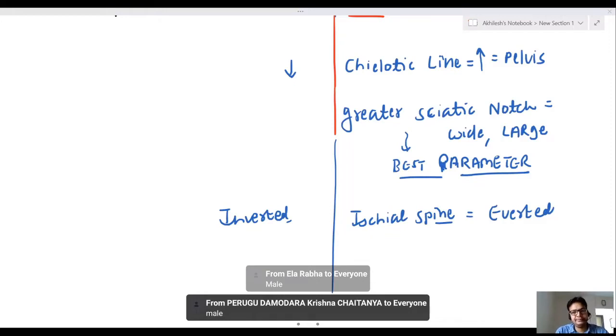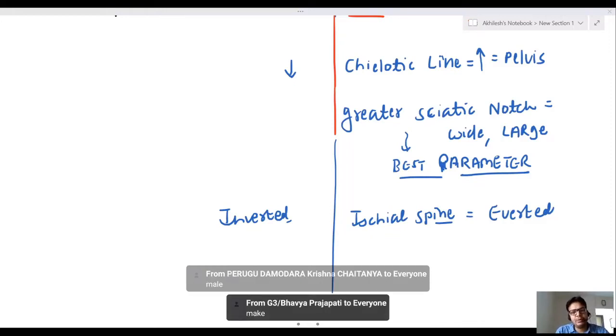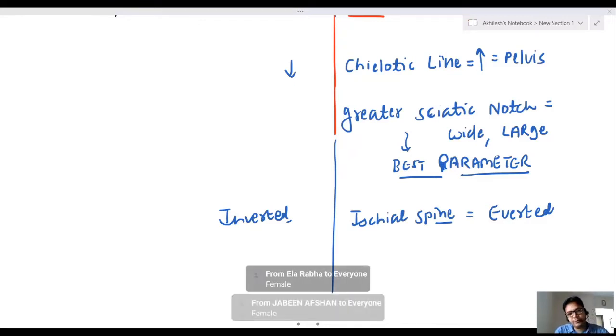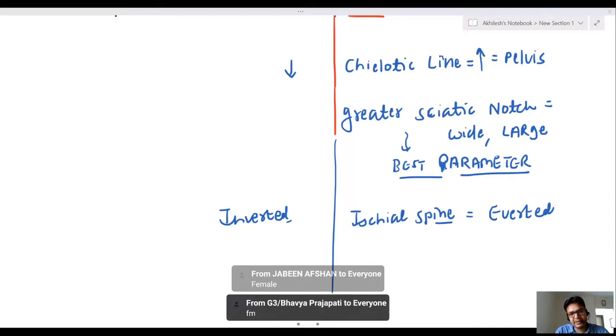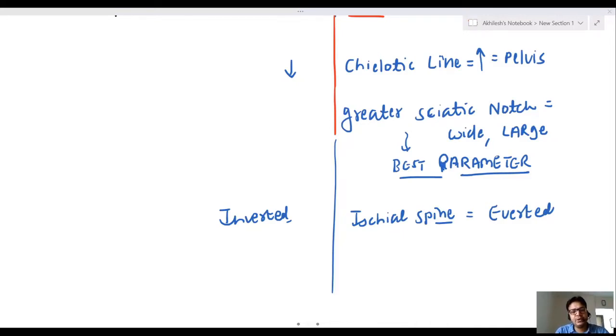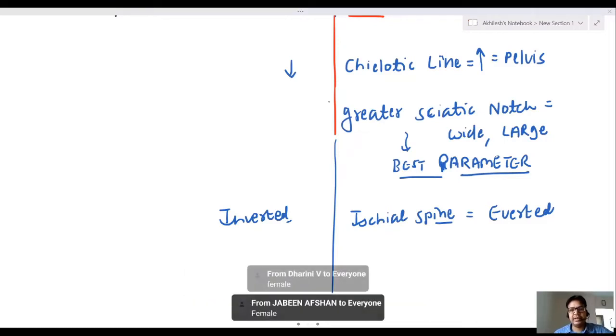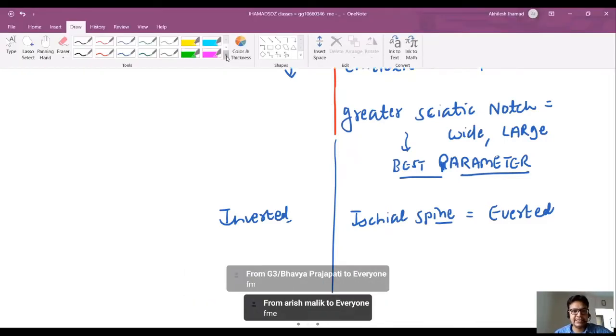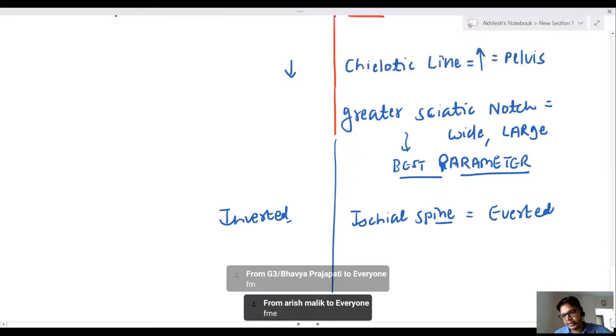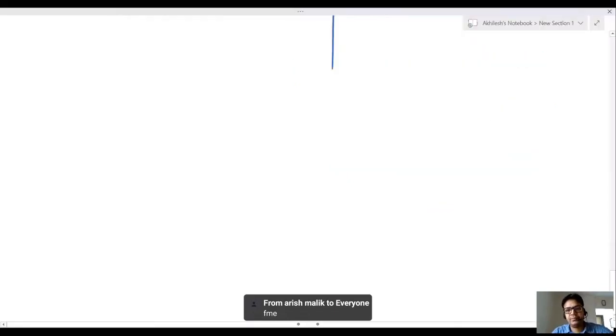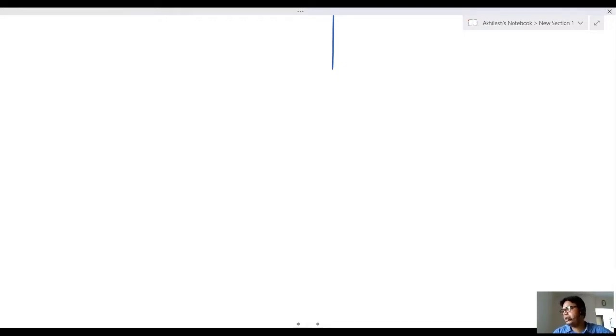Chilotic line in pelvis part is more prominent in? Yes, it is female. Obturator foramen is triangular in male or female? What is the answer? Answer is female. Very good, sir. Very, very good. So this is how we decide sex.